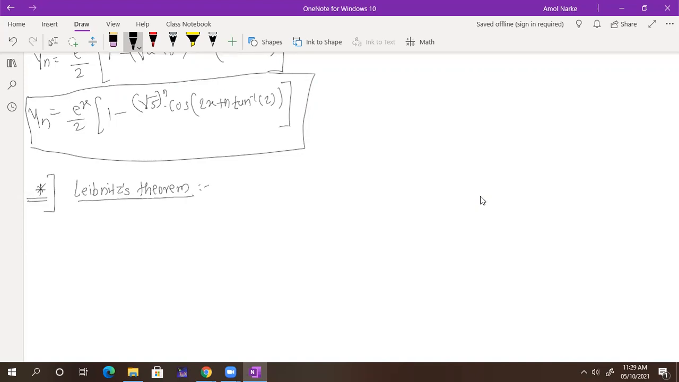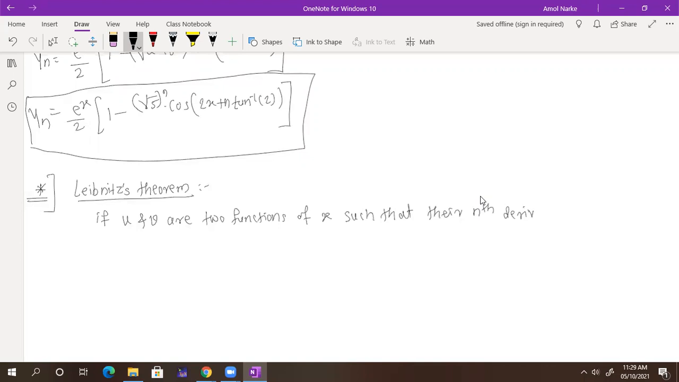So what the Leibniz theorem says is that, suppose u and v are two functions of x such that their nth derivative exists.